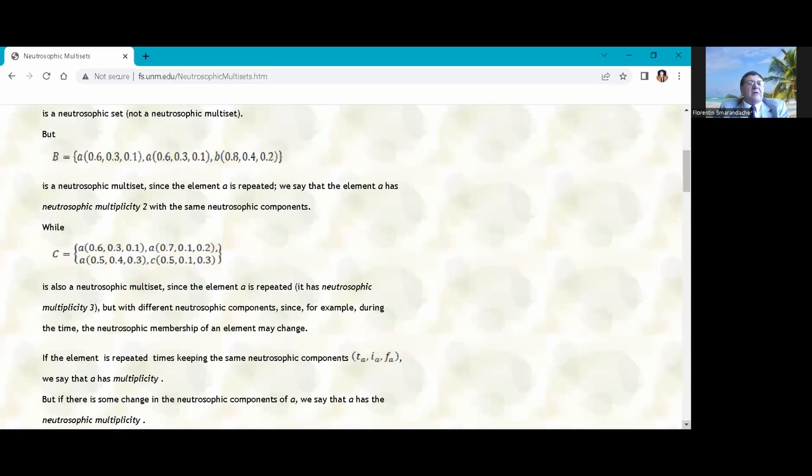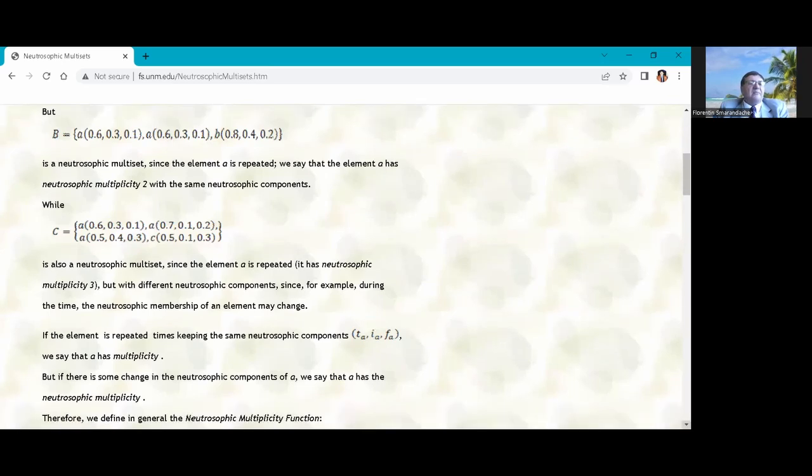Further on, we have again some elements that repeat. The element A repeats, but having different Neutrosophic components, like an element belonging to a set at a given time, and then at another time belonging to the set with a different set of components here, and here in the same way.